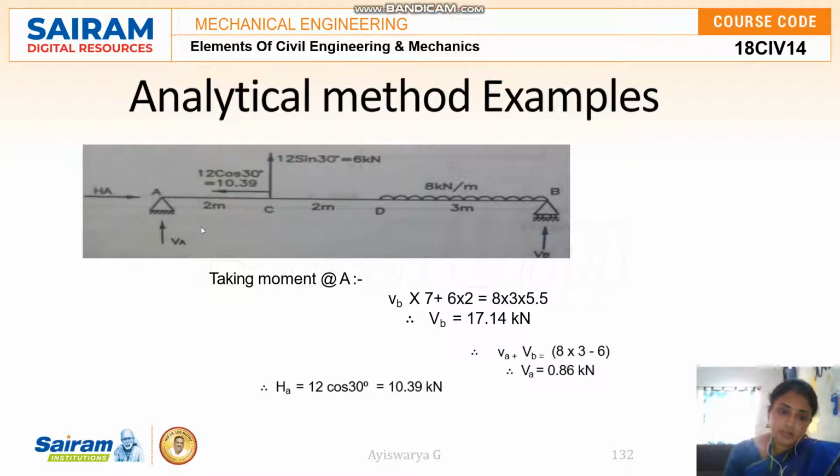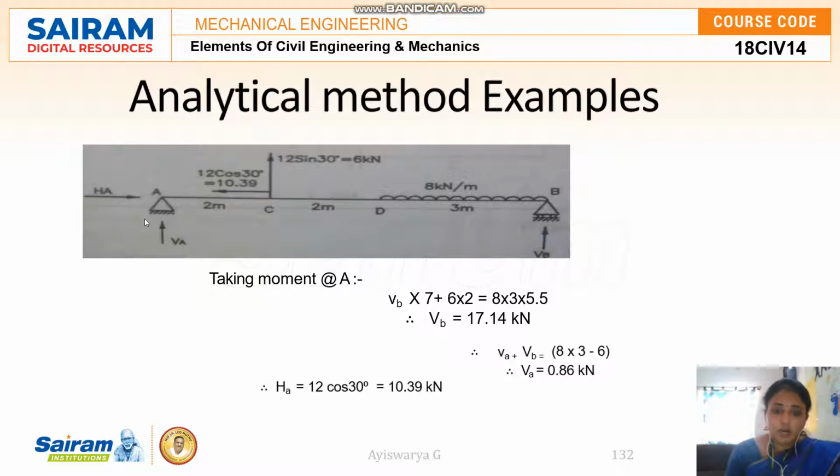So here a beam is being given, right? This beam has a hinge at one end and a roller support at the other end. Here you can find a uniformly distributed load of 8 kilonewton per meter, up to 3 meter. There is the UDL, and you can see there are two components, that is 12 cos 30 and 12 sin 30. This beam has a length of 2 plus 2 plus 3 plus 3, that is 10 meter. So you have to find all the unknown reactions.